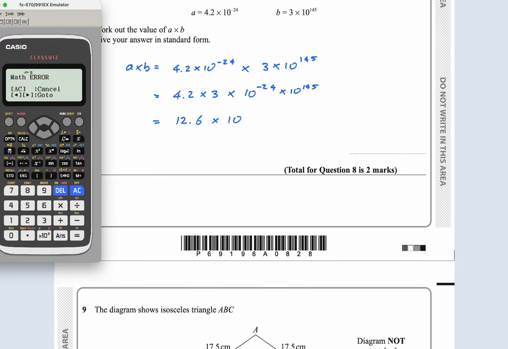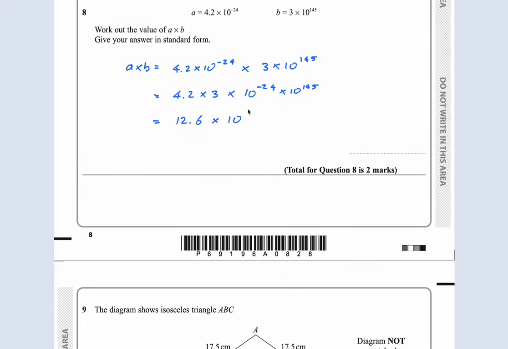Minus 24, let's go back here, minus 24 plus 145. So I can use my calculator a bit, but not to do the whole thing. So that's 121. So this is 12.6 times 10 to the power of 121. This isn't, however, in standard form, so I have to turn it into standard form.